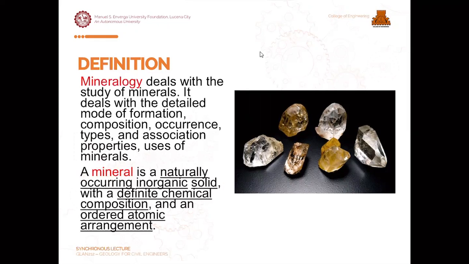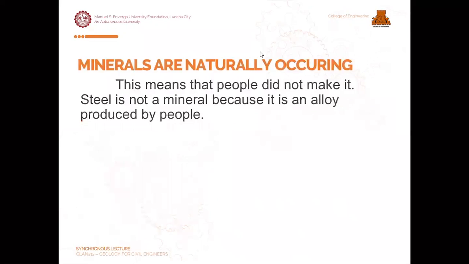But what does each of these requirements mean? Let's start with mineral as naturally occurring. A mineral is naturally occurring if it is not made by people. So people did not make it. For example, steel. Steel is not a mineral because it is an alloy produced by people by combining iron and heat, with a furnace, to produce steel.